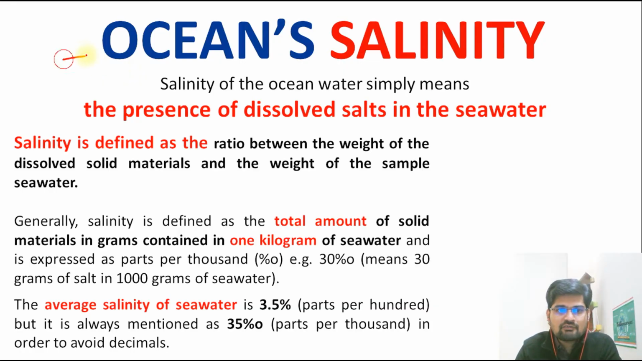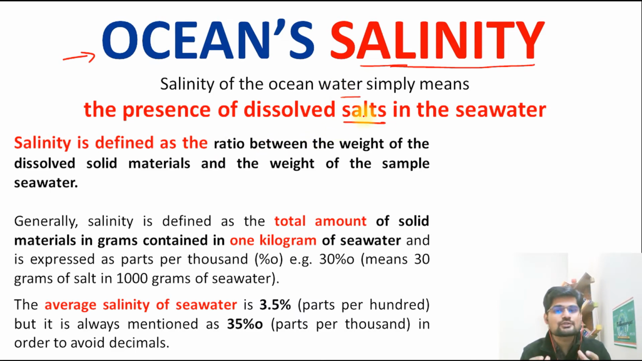So now, after we have learnt about the ocean's temperature distribution and the factors controlling the temperature, the next in line is salinity. Now let's understand about salinity. What does it basically mean? Salinity of ocean water simply means what? The presence of dissolved salts in the seawater. So how much is the salt content? That is the measure of salinity.